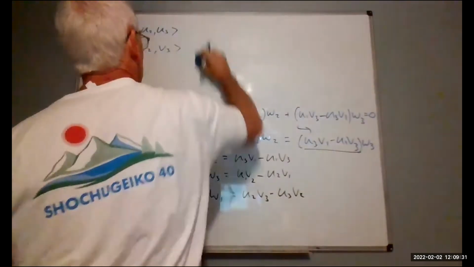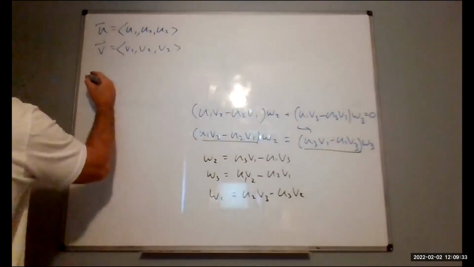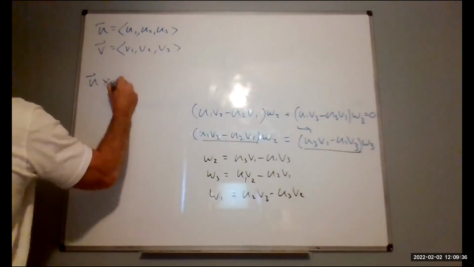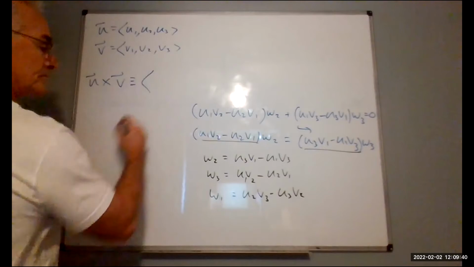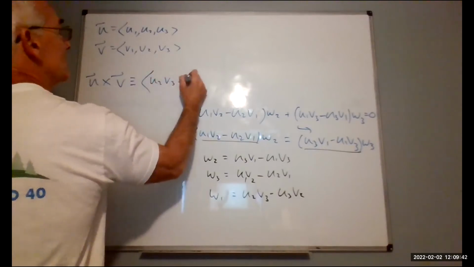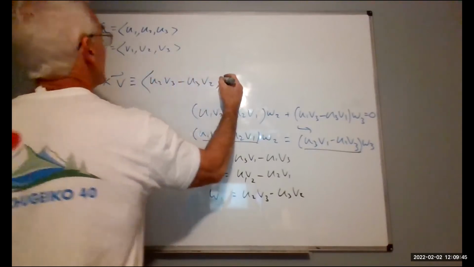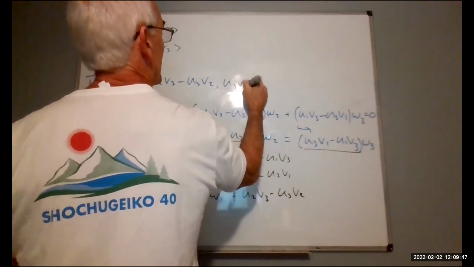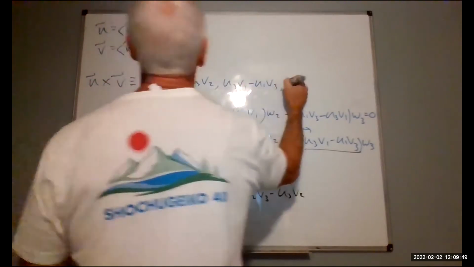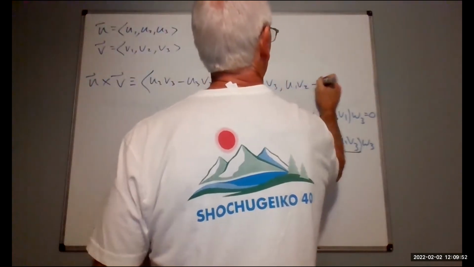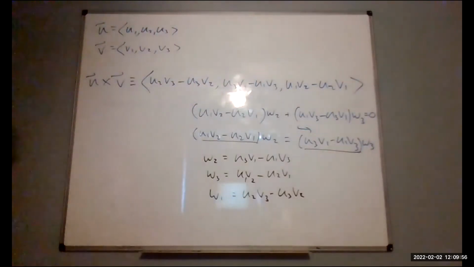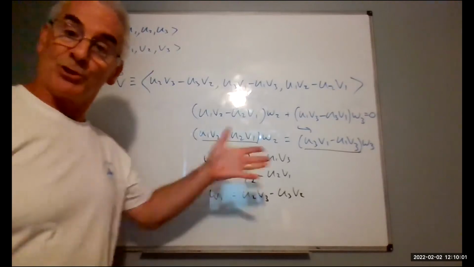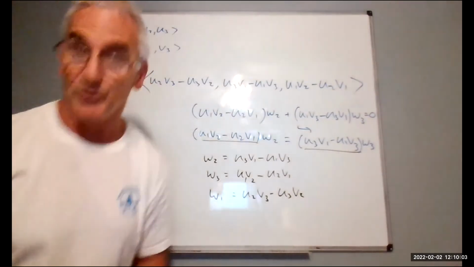It's long enough that I need a little bit more space. I'll put it right here. U cross V is defined now forevermore as U2 V3 minus U3 V2, comma, U3 V1 minus U1 V3, comma, U1 V2 minus U2 V1. This is the definition of cross product because we derived it by creating a vector that was mutually orthogonal to the first two. Now I'm going to prove that part too.